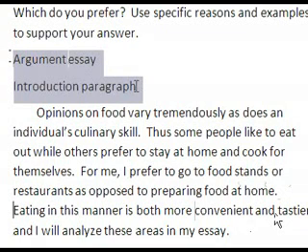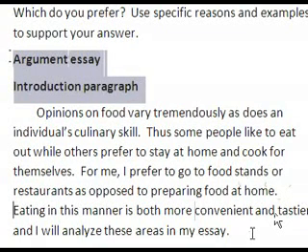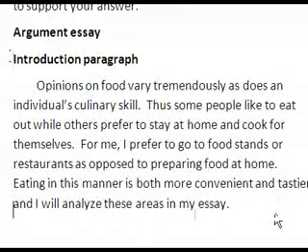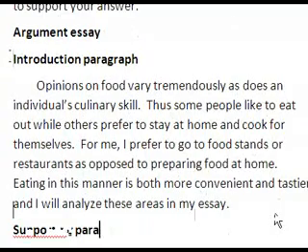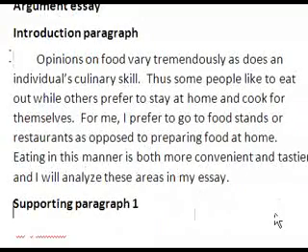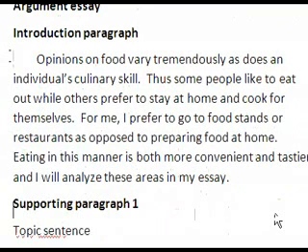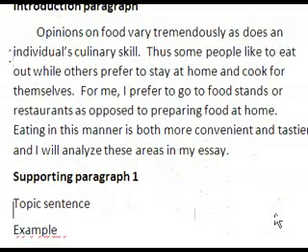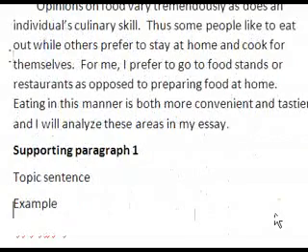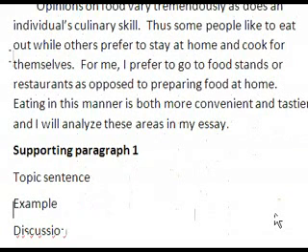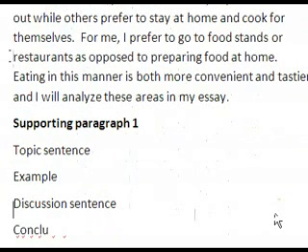Okay, let's make these stand out a bit better. So, introduction paragraph, fifth paragraph. So now the first thing in our supporting paragraph is our topic sentence. This is followed by our example or evidence of some kind, followed by a discussion sentence, and finally a conclusion sentence, which is just a conclusion for the topic.